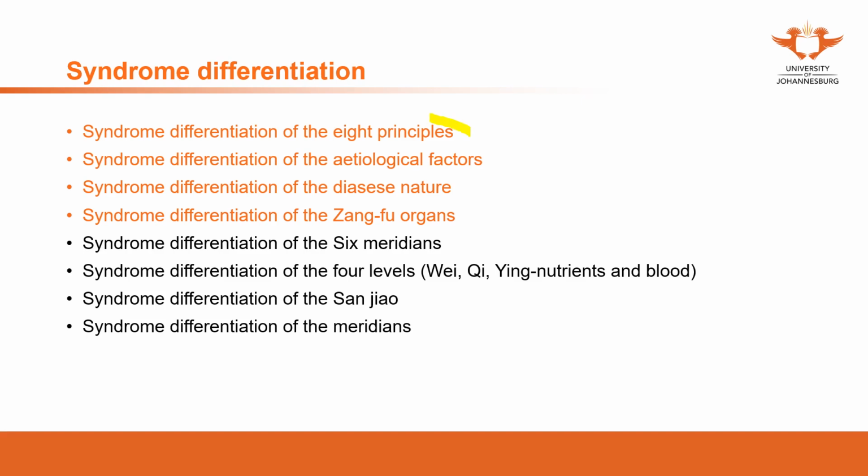So these four are the differentiation methods that we are going to focus on. These three are the fundamental foundations for the Zangfu organs. And Zangfu organs is one of the most important differentiation methods we are going to focus on.